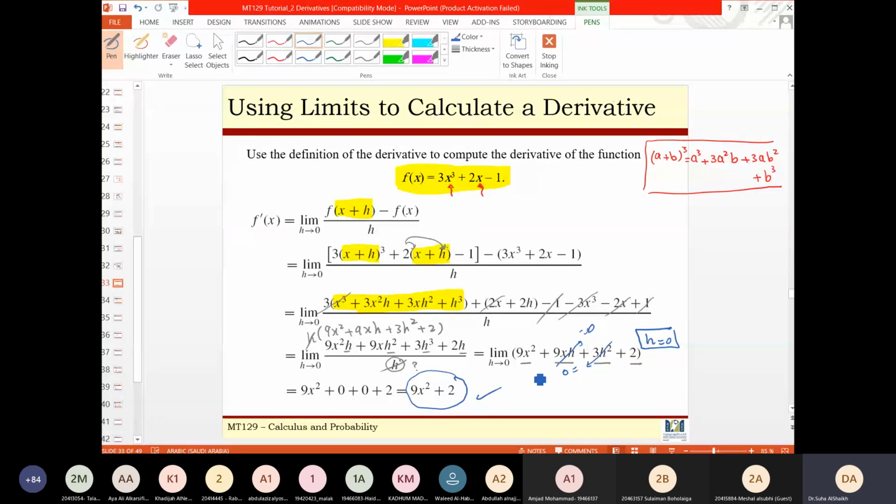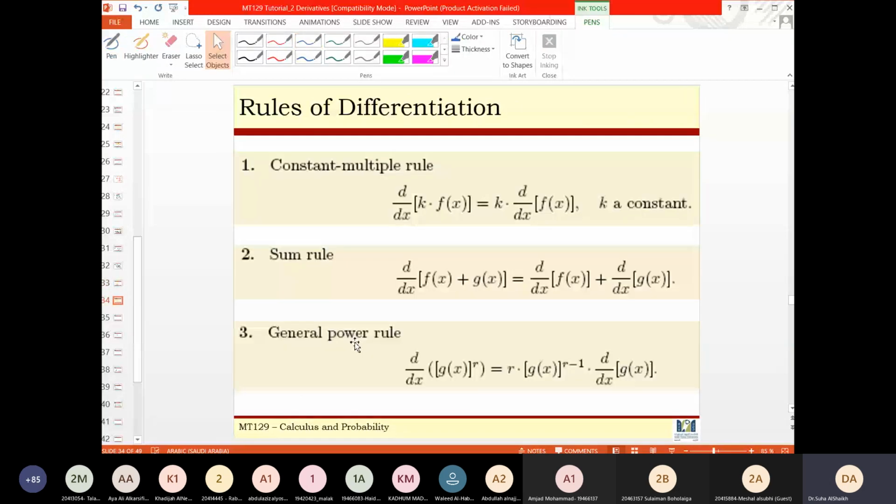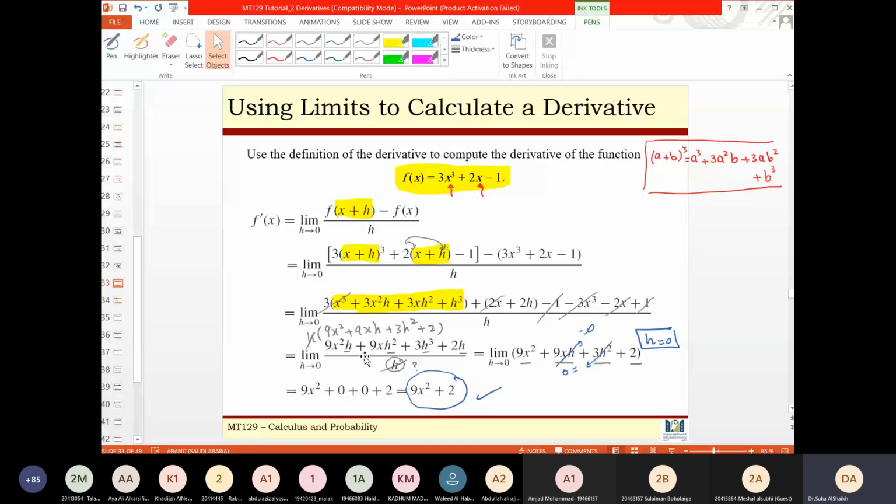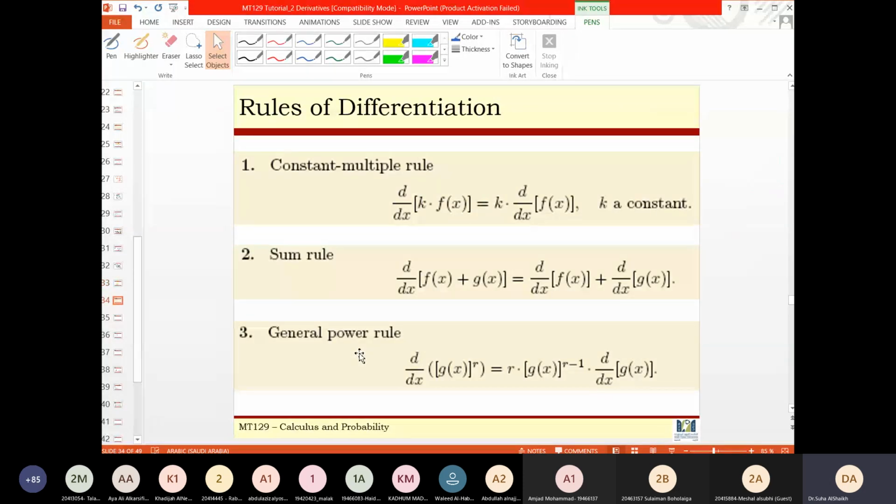I cannot repeat, Osama. I'm sorry. We already did a lot of examples, but it's recorded. You can watch the recording later on. I already did so many examples, so this is not something I can repeat. You can practice doing many examples of this, and we are done with finding the derivative using the limit rule.